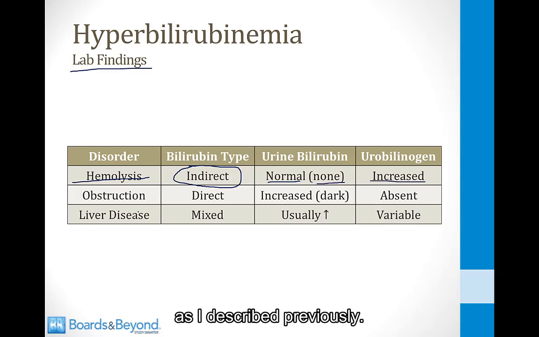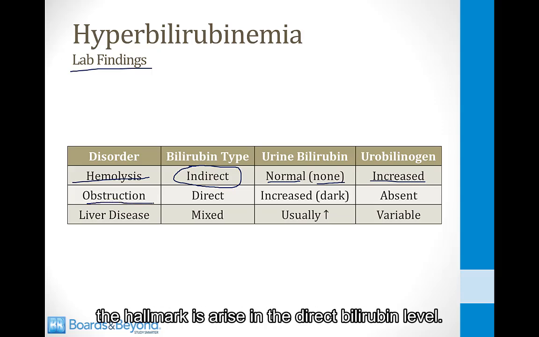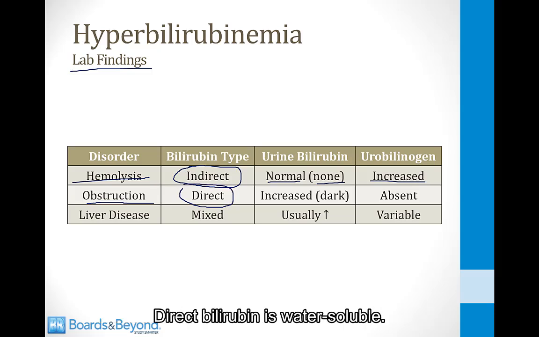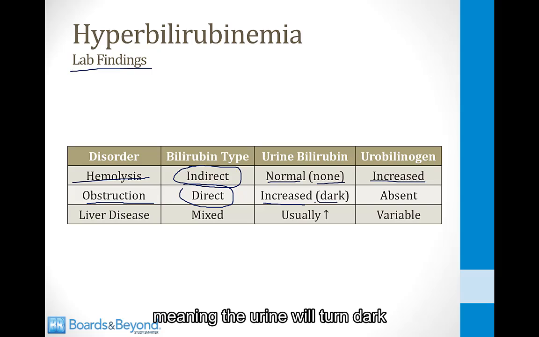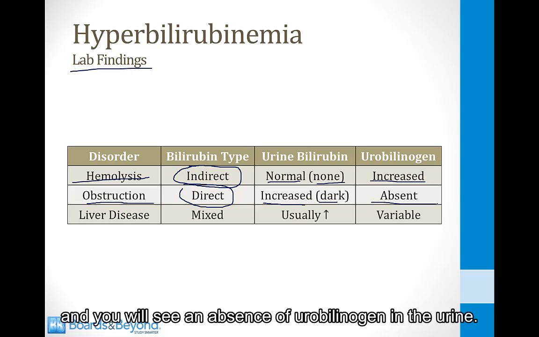as I described previously. When there is biliary obstruction, the hallmark is a rise in the direct bilirubin level. Direct bilirubin is water soluble, so it will cross into the urine. You will see an increased level of urine bilirubin, meaning the urine will turn dark, and you will see an absence of urobilinogen in the urine.